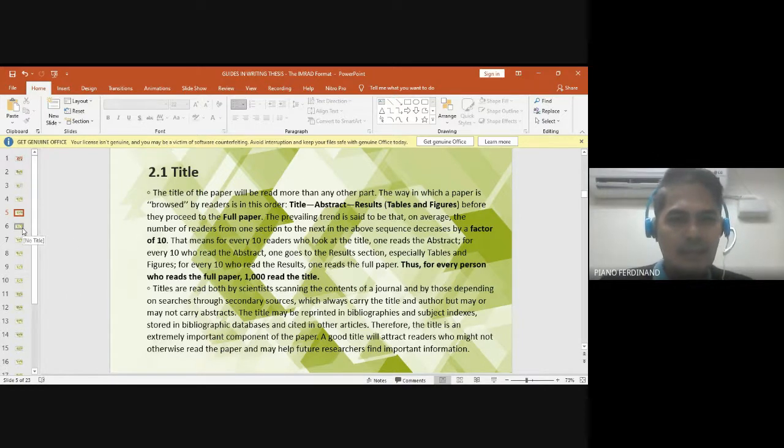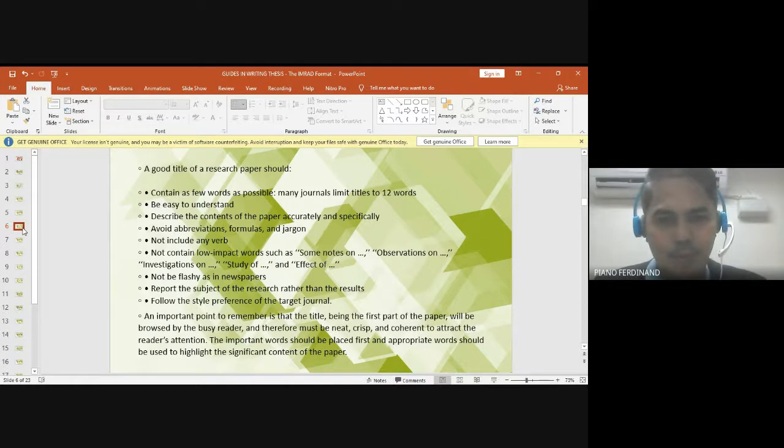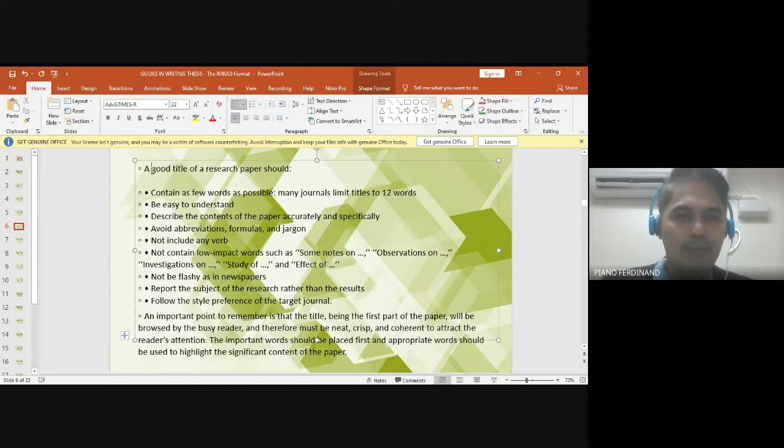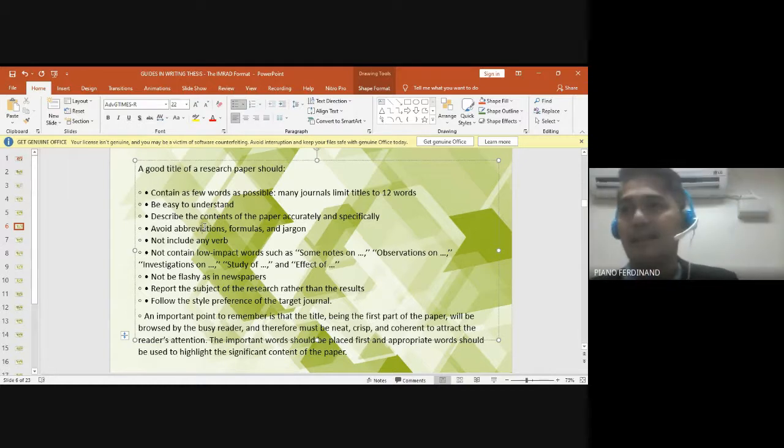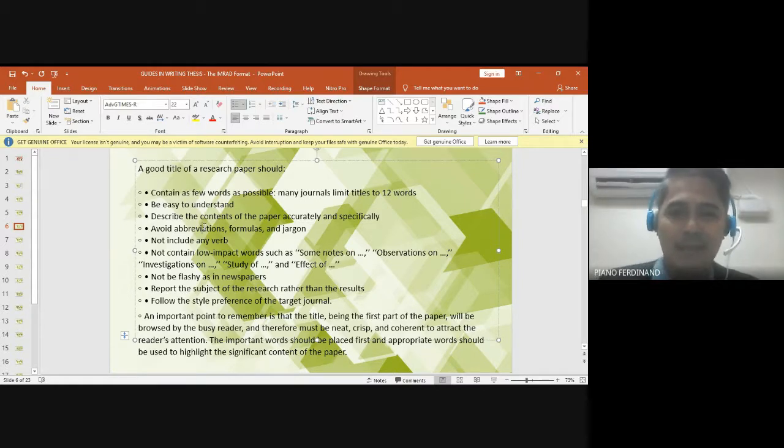Now, let's see if we have tips here on how to write our research title. A good research title paper should have the following criteria. Number 1, contain as few words as possible. Many journals limit titles to 12 words. Okay, I totally agree with that idea, no? That 12 words must be the longest, no, or pinakamadami o pinakamahabang words na pwede mong ilagay sa iyong thesis title.